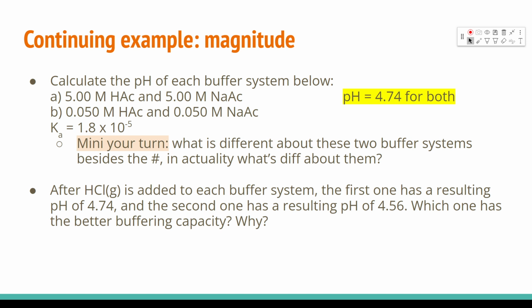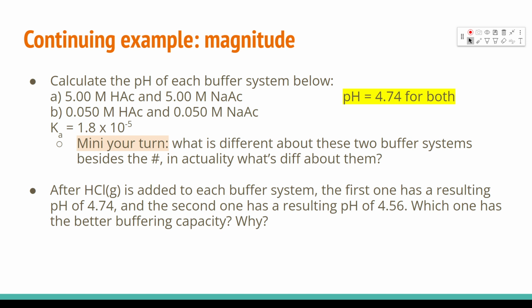Alrighty, ready? Cool. So in the first system, the pH started at 4.74, it ended at 4.74, so it didn't change, versus buffer B went from 4.74 to 4.56. So that means that the first buffer was really good at being a buffer. Remember that a buffer is trying to not change its pH, so buffer A is the better buffer.